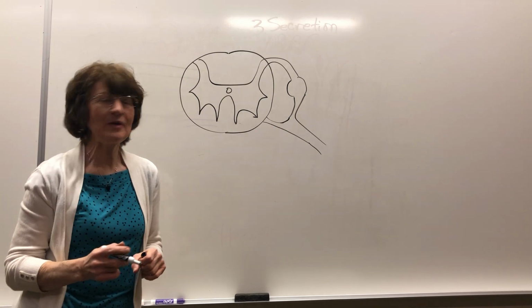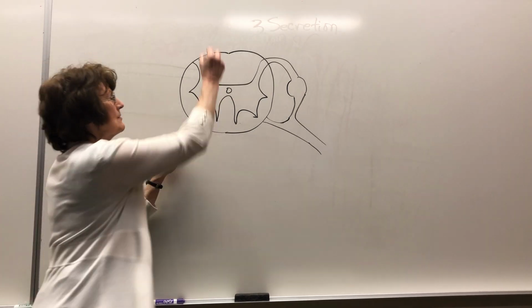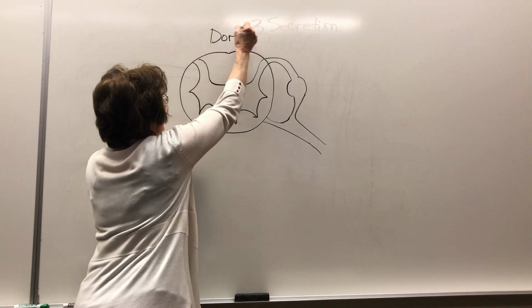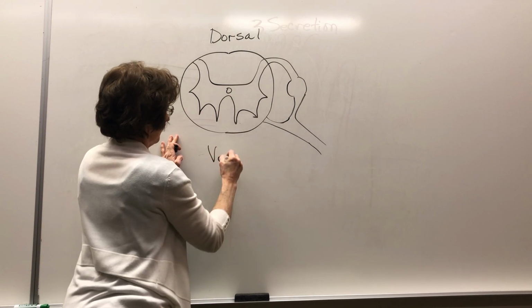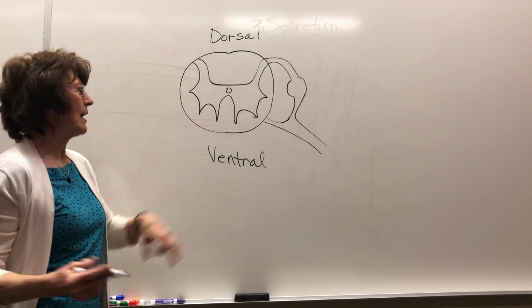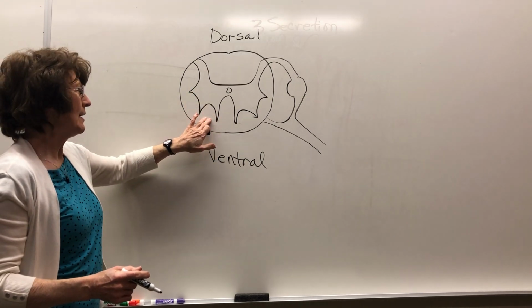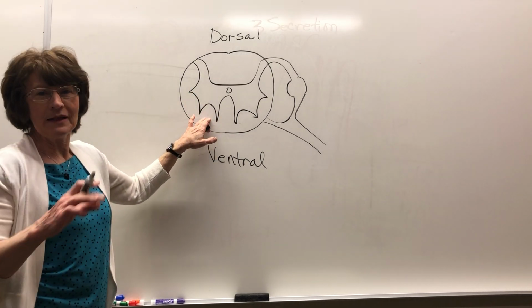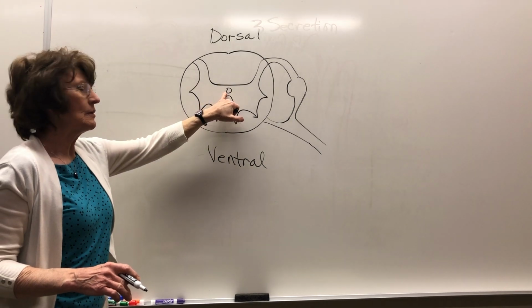Okay, let's start to work on the spinal cord. First of all, there's dorsal, there's ventral. Where's the gray matter? Here's gray, here's white. What is white matter? It's myelinated. What's the central canal?